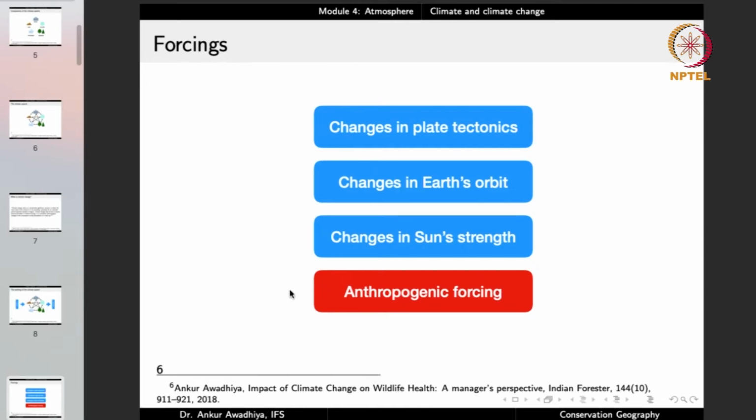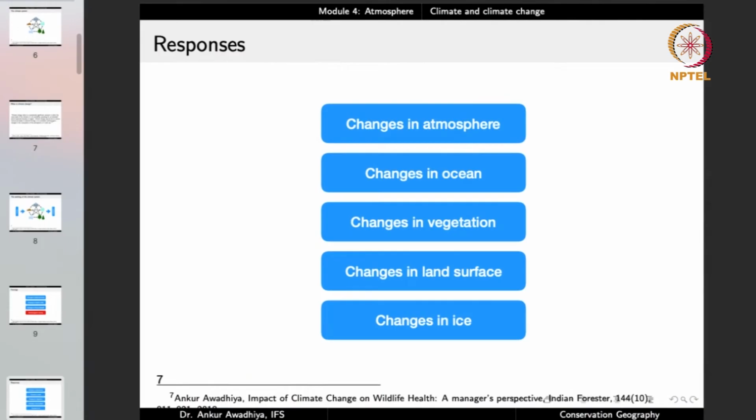The most important forcing today is the anthropogenic forcing or the anthropogenic climate change. Primarily because of two things. One is the release of carbon dioxide by rampant burning of fossil fuels. And second is changes in the land use, because of which we are destroying the sinks of carbon. And in this case, there can be several responses in terms of changes in any of these 5 components. So you can have changes in the atmosphere, changes in the ocean, changes in the vegetation, changes in the land surface, and changes in ice.